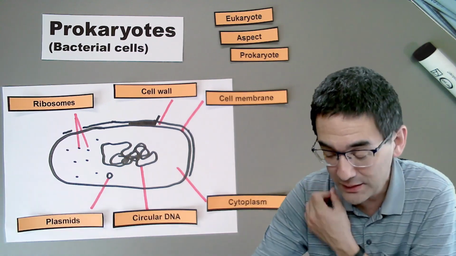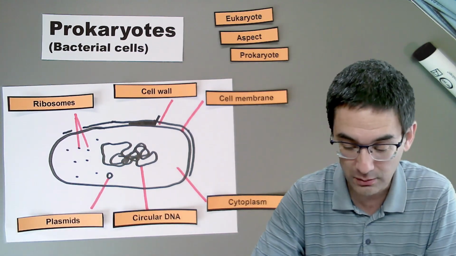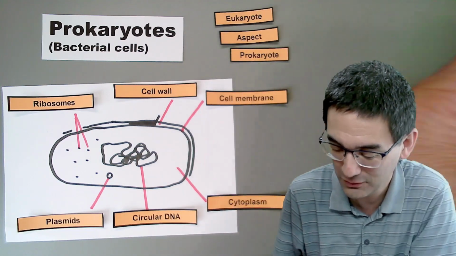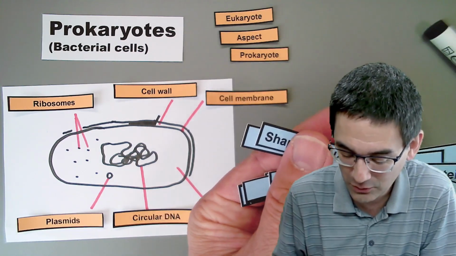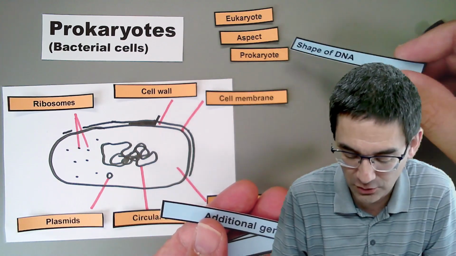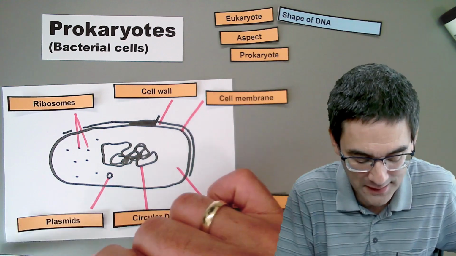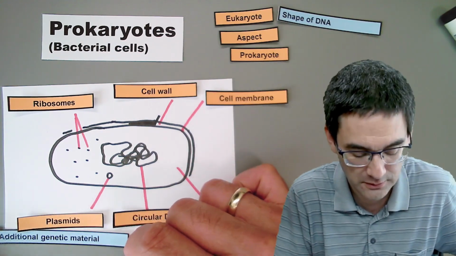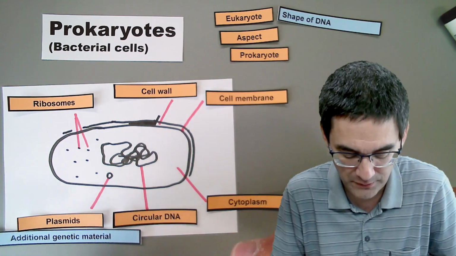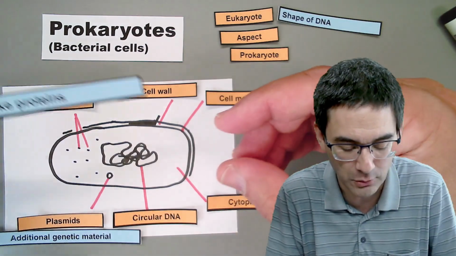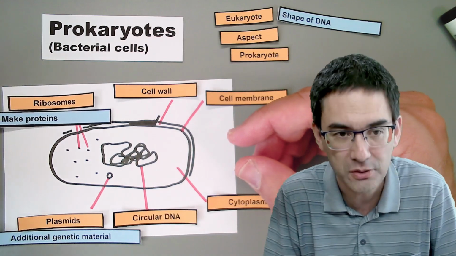So what I'm going to do now is add all of those descriptions. I already talked about the shape of DNA. That's also for the comparison table. Additional genetic material, these are the plasmids. I'll add them down here. Okay. Then they make proteins. I should have maybe made the label a little bit smaller here, but the ribosomes are responsible for making proteins.